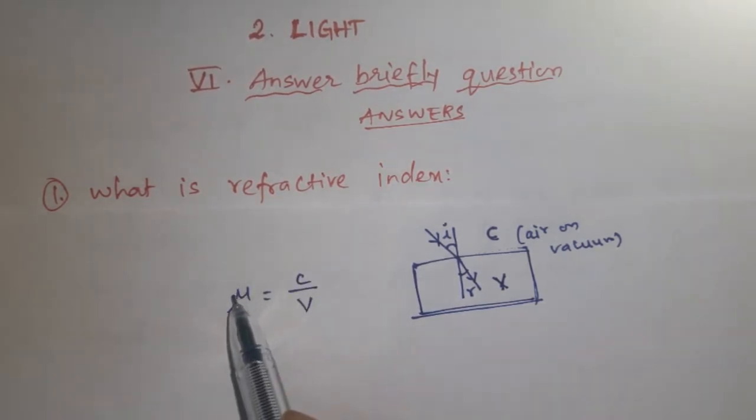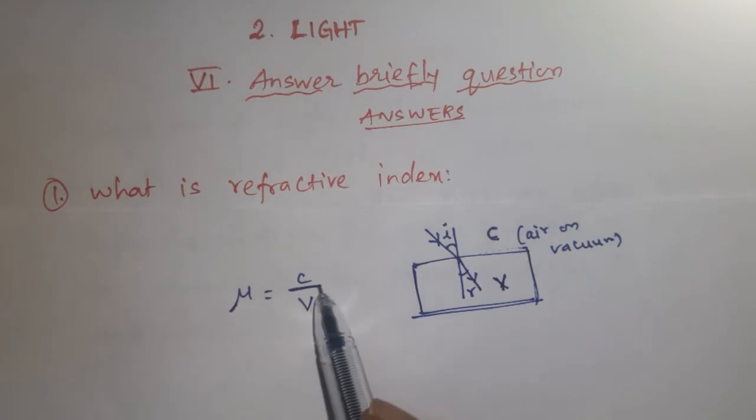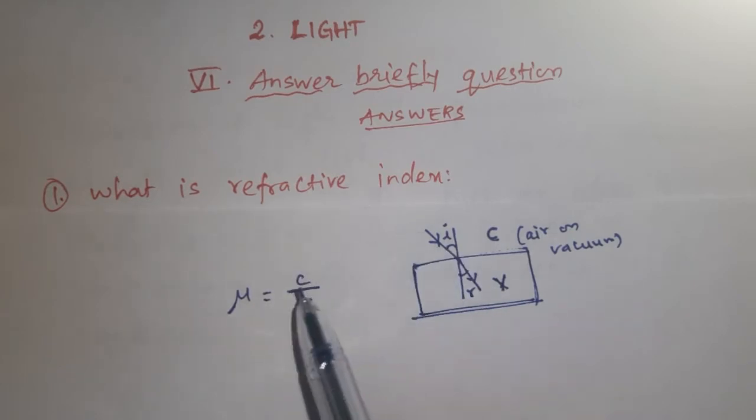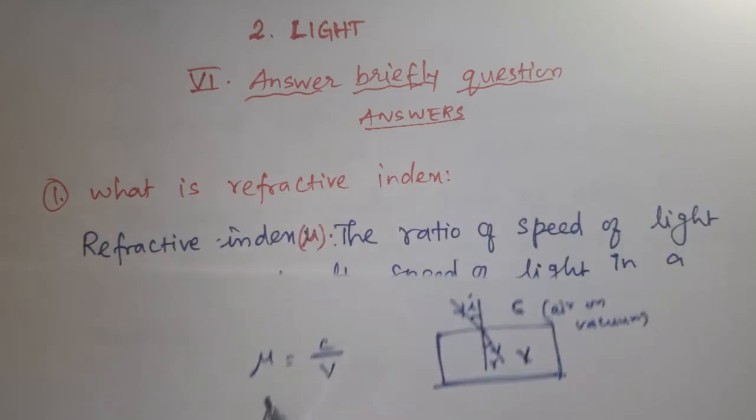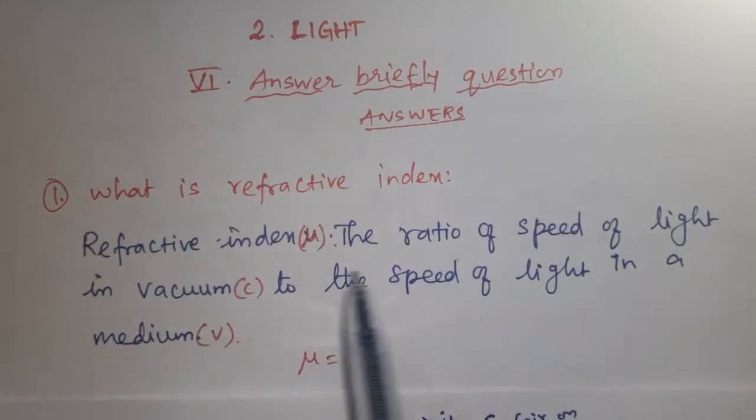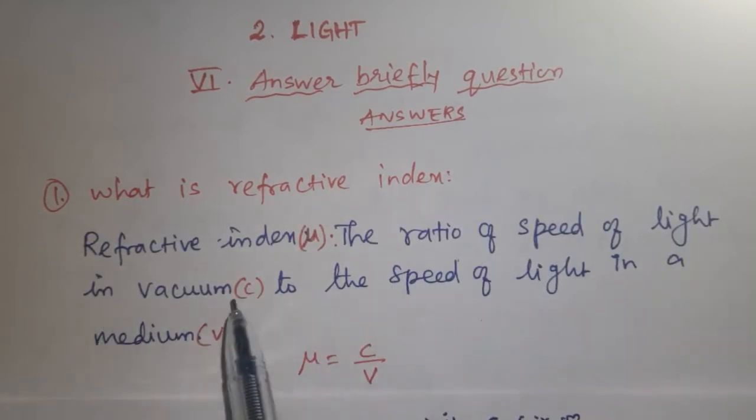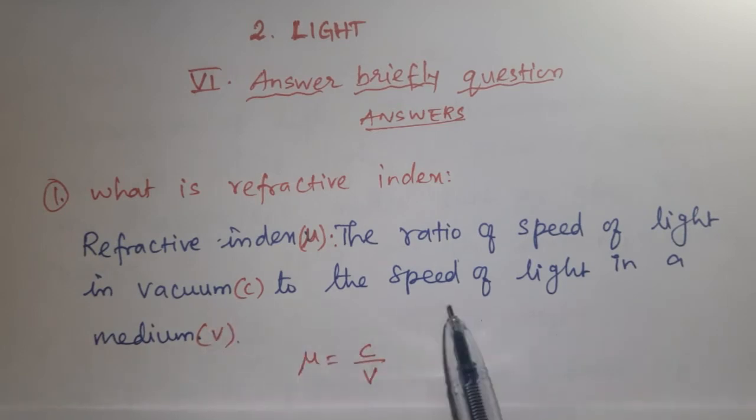Refractive index is defined as the ratio of the speed of light in air or vacuum to the speed of light in a medium. Refractive index is the ratio of the speed of light in vacuum c to the speed of light in a medium v. Mu is equal to c by v.